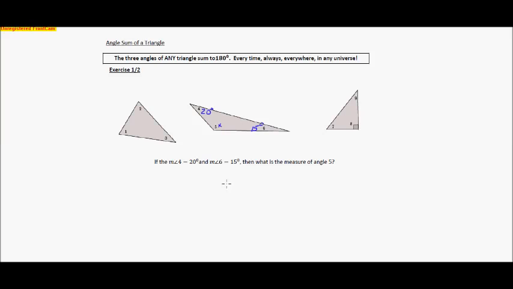I'm going to do the exact same thing. I'm just going to make an equation. I'm going to add up 20, and actually I'm not going to put the degree symbol in there because I'm making an equation. So 20 plus my 15 plus my x, and that equals 180. So I solve it the same way. 20 plus 15, that's 35, and I've got plus x equals 180.